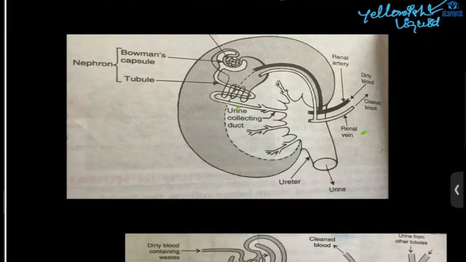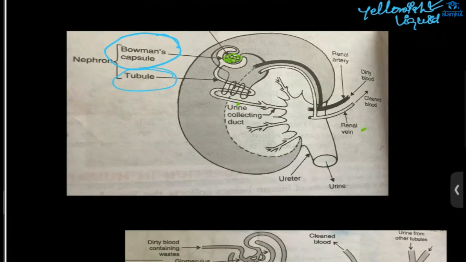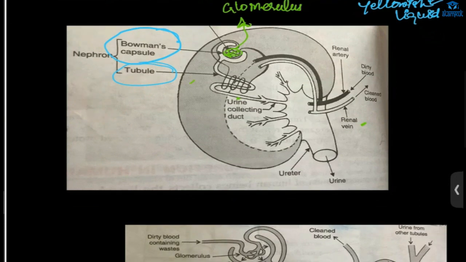So the kidney is made up of what? Nephrons. I have told you. Nephrons are made up of two components: Bowman's capsule and tubules. This cup-shaped structure is Bowman's capsule. Inside it, many capillaries form the glomerulus. And this tube-like structure is what we call the tubules.